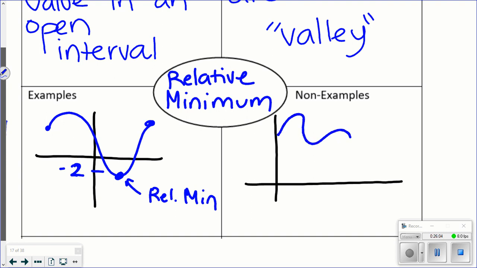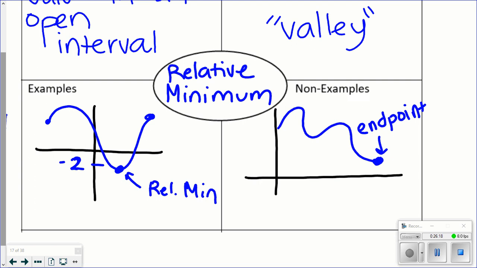And here's my other graph. This is not an example right here because this is an endpoint. Although it's the lowest, it doesn't work because it's an endpoint.